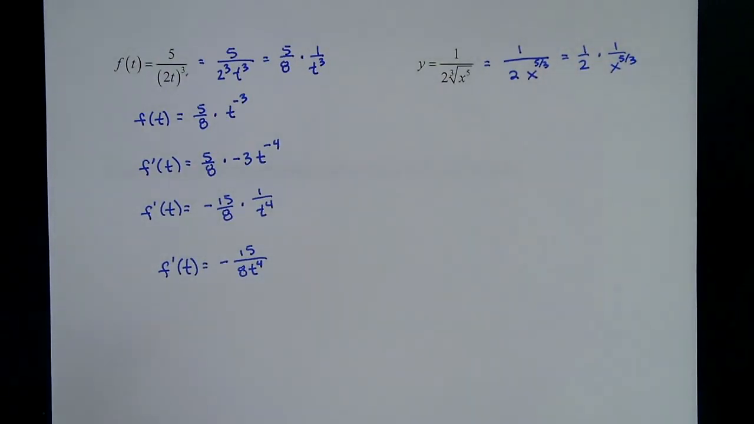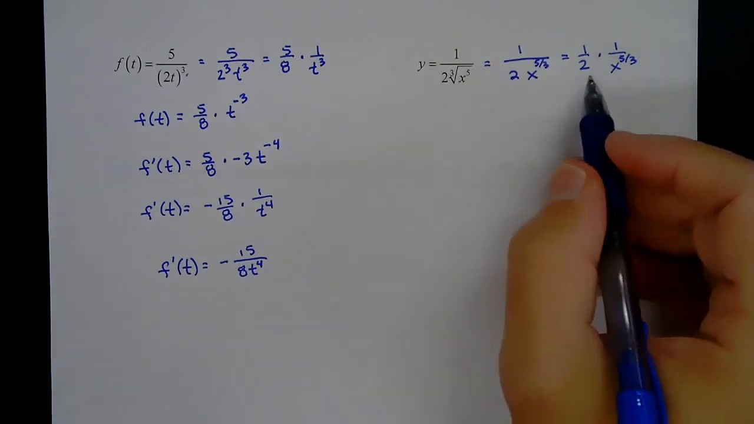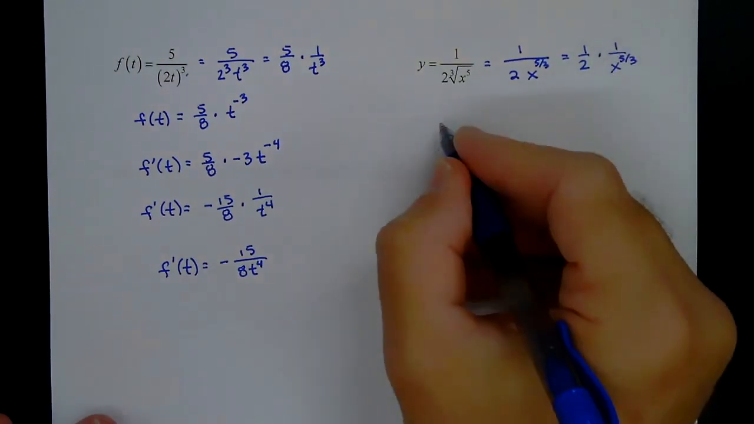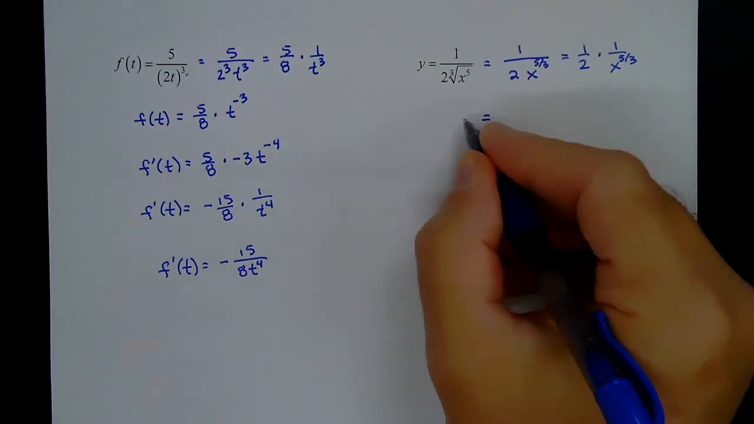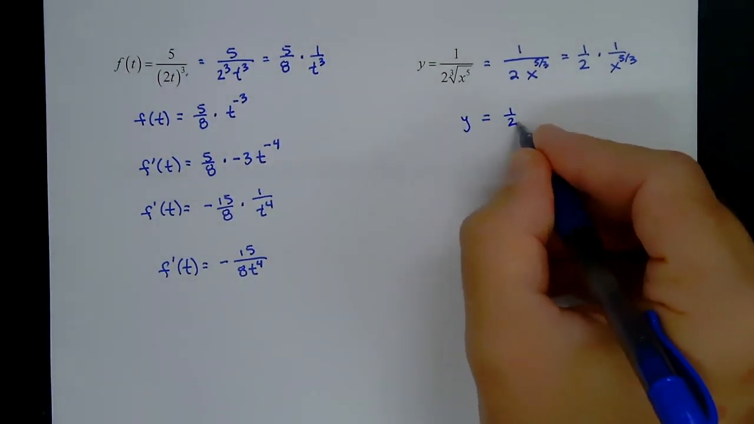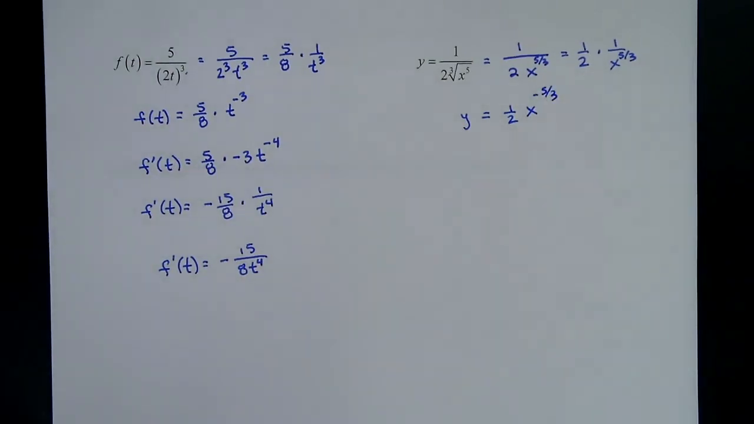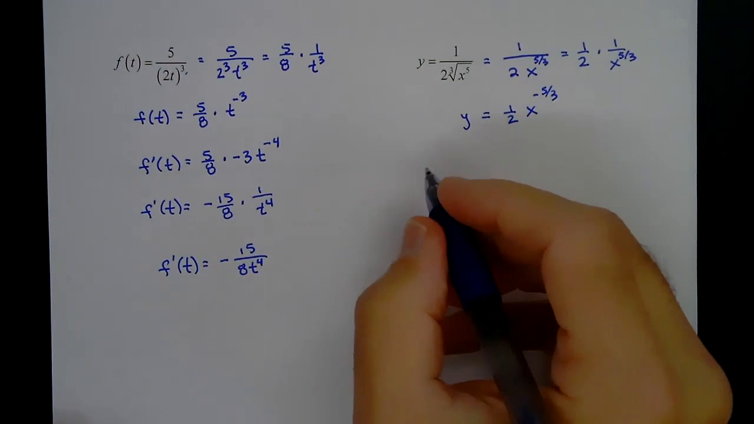And right now all we can do is take the derivative of a variable raised to a power, or a constant times a variable to a power. And we don't have a constant times a variable to a power. We have a constant times 1 over a variable to a power. But we could rewrite this. So y winds up being equal to 1/2 times x to the negative 5/3 power. Now we have a constant times x to a power, and we can take the derivative of it.